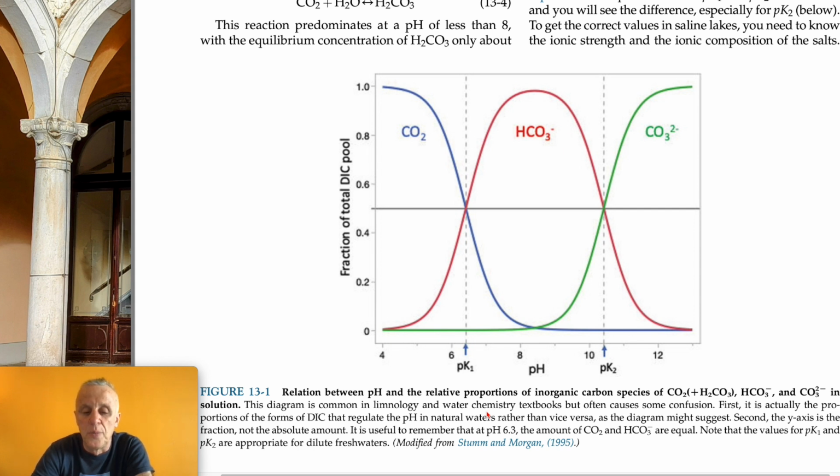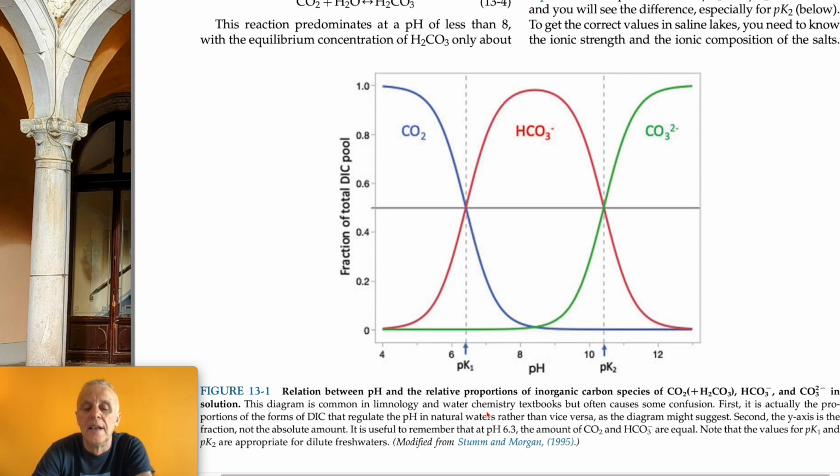First, it is actually the proportions of the forms of DIC that regulate the pH in natural waters, rather than vice versa, as the diagram might suggest. Second, the y-axis is the fraction, not the absolute amount. It is useful to remember that at pH 6.3, the amount of CO2 and bicarbonate are equal. Note that the values for pK1 and pK2 are appropriate for dilute fresh water.